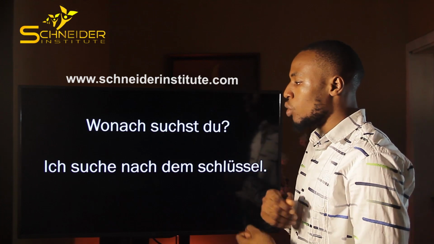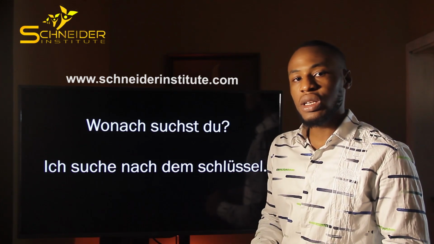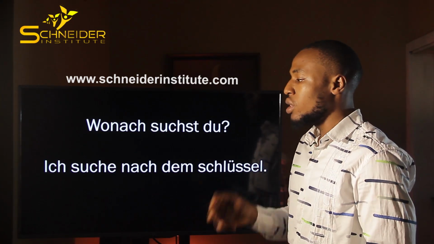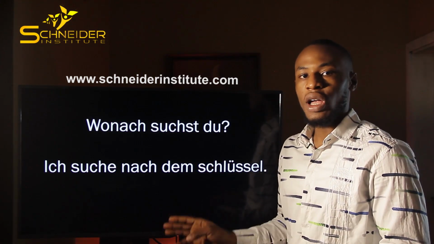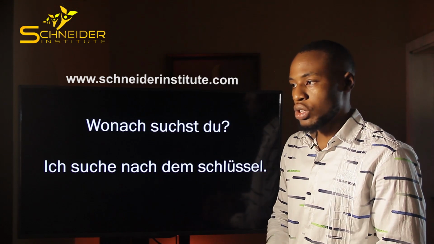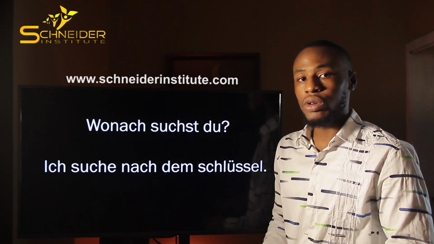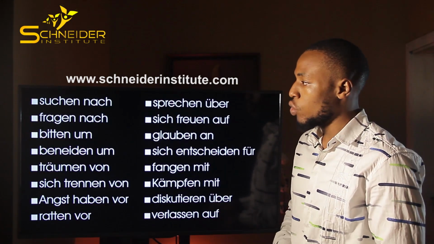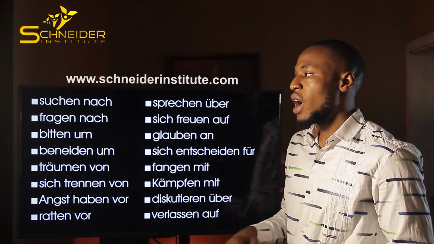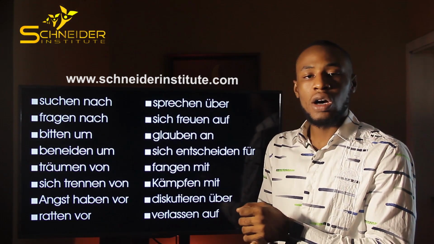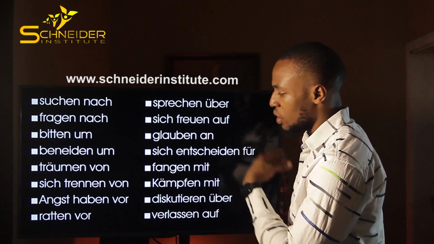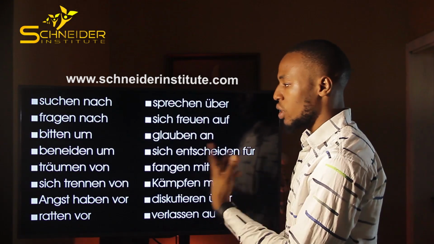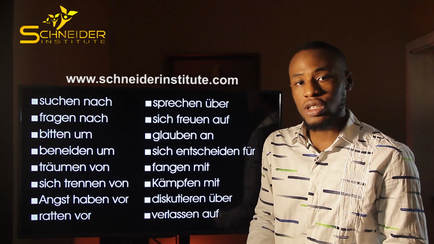Okay, so now I'm giving you an assignment, and the assignment is write in the comment section 3 wo-questions and 3 da-statements. I've already given you a list of verbs earlier on. 3 wo-questions, of course you can see that here, and 3 da-statements as well. So try to use any of these verbs here to make the sentences. Simply write in the comment section.